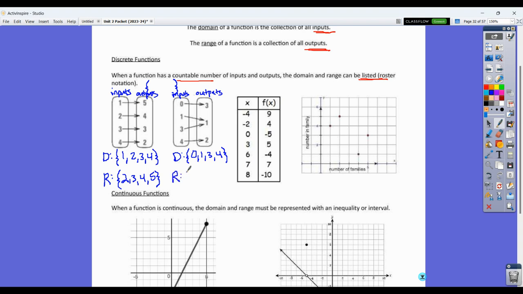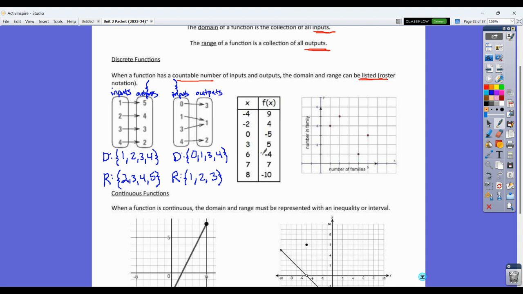And then my range is all of my outputs. Now in this one, 1 and 3 both go to the output of 1, which again still means that this is a function. I'm not going to list 1 more than once. I'm just going to list the outputs that are there once. So I have an output of 1, I have an output of 2, and then I have an output of 3. So it is okay if your domain and range have a different number of numbers in them.